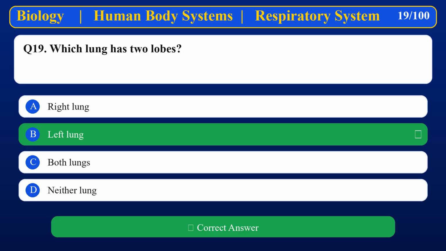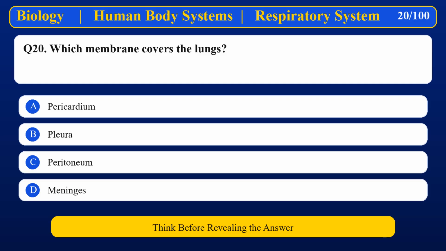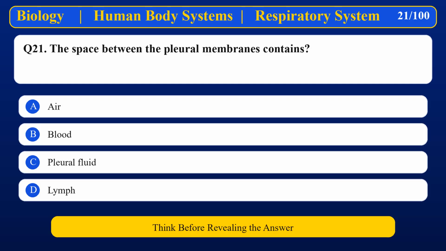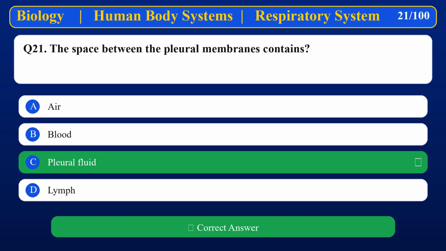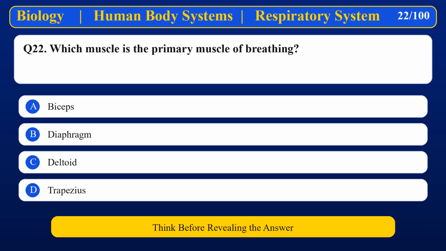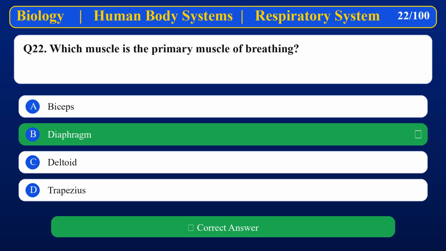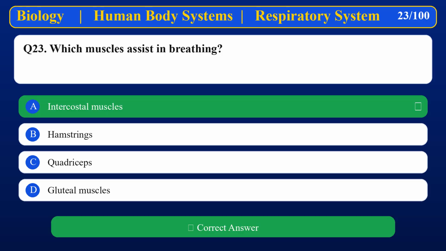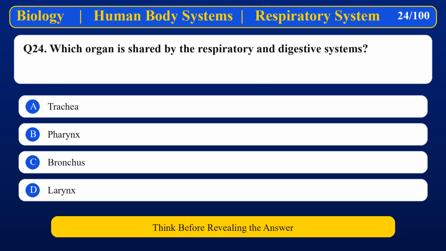Which membrane covers the lungs? Pleura. The space between the pleural membranes contains? Pleural fluid. Which muscle is the primary muscle of breathing? Diaphragm. Which muscles assist in breathing? Intercostal muscles.